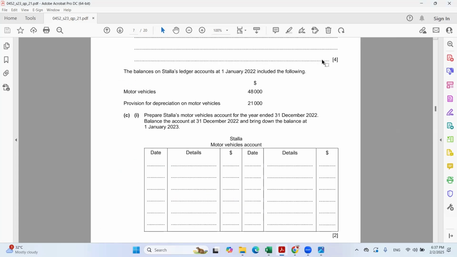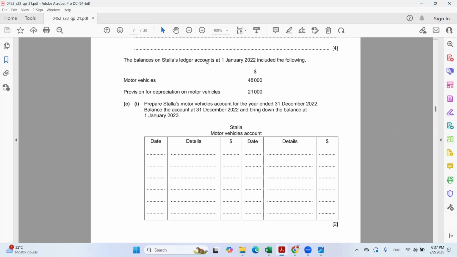Okay, the balances in Stella's ledger accounts on 1st January include the following: motor vehicle, provision for depreciation. Prepare Stella's motor vehicle account for the year ended 31st December 2022. Balance the account at 31st December and bring down to the following year. Because this is the beginning of the year, we have to take note of the disposed asset. So let's put back the information.